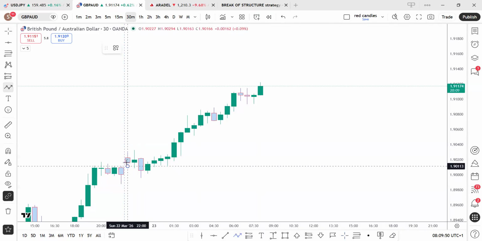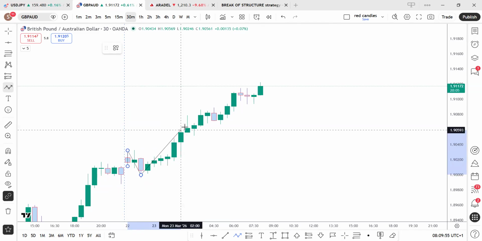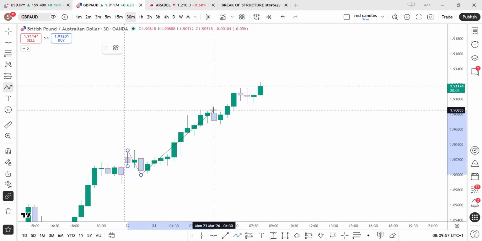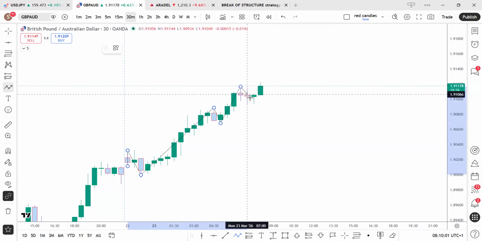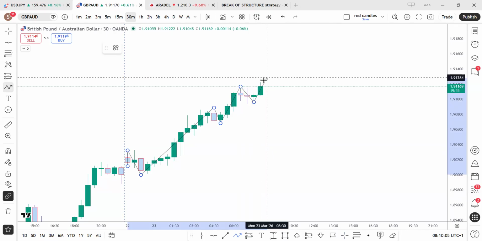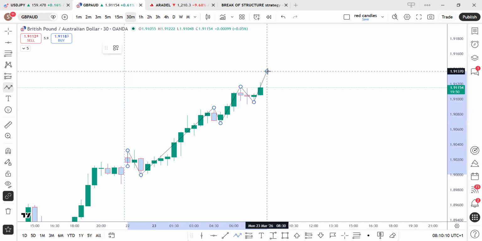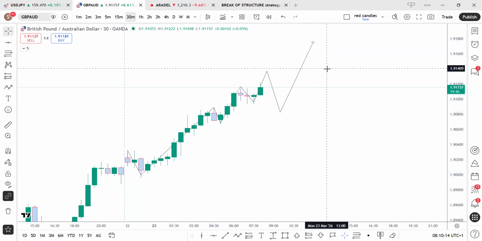So it started from somewhere here, it moved up, moved down a bit, then gave you a nice break of structure, moved all the way to these highs here, a small pullback, and then another push up, a pullback, and then right now it is beginning to push up again, right? So let's assume it closes somewhere up there. What do you expect next? You expect some sort of pullback and then a continuation upwards.